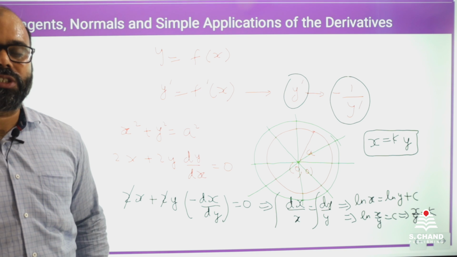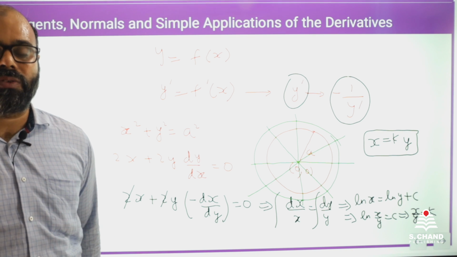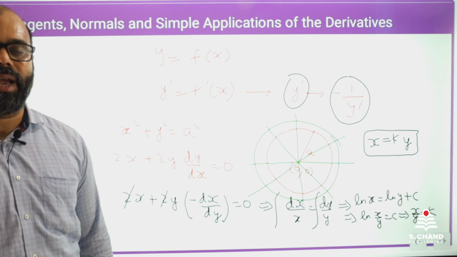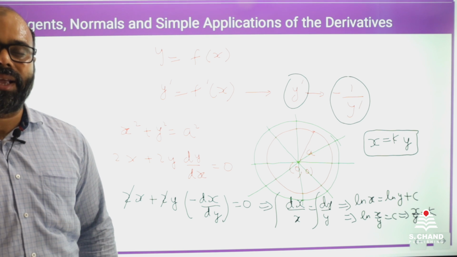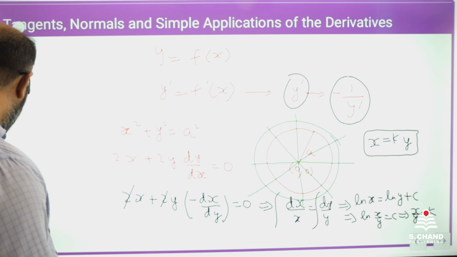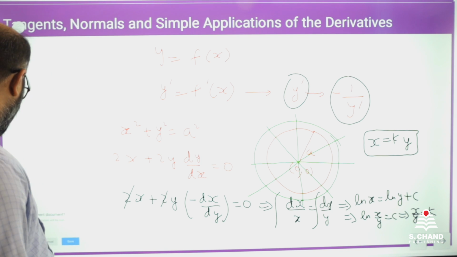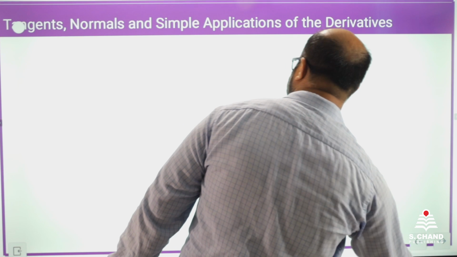Now we will see a few questions which will involve tangents, normals, equation of tangents, normals, their slopes, and we will also see orthogonal curves and angle between the curves. Before that, we have seen all this theory part. Now let us see questions.